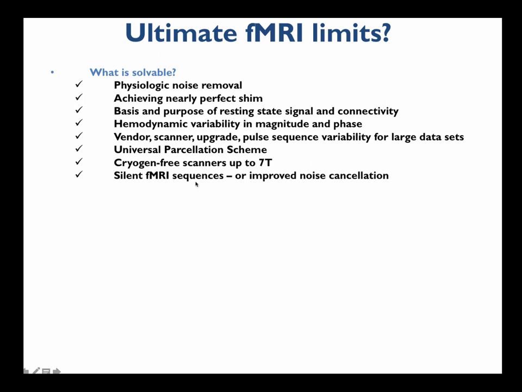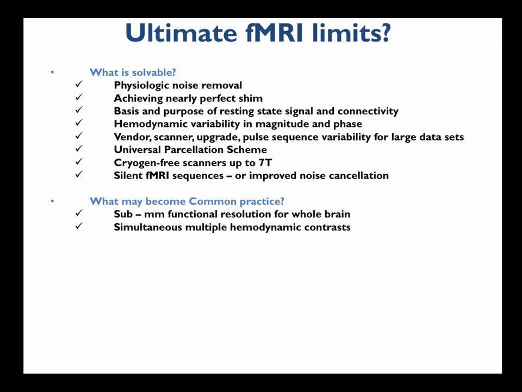Silent fMRI sequences have come out in the past and sort of died down because there's no clinical applications, but it's also possible to not have to ramp the gradients so rapidly, and therefore they're silent. So you can get silent ones. So what may become common practice? Sub-millimeter functional resolution for the whole brain, simultaneous multiple hemodynamic contrasts, quantitative baseline CMRO2 mapping.